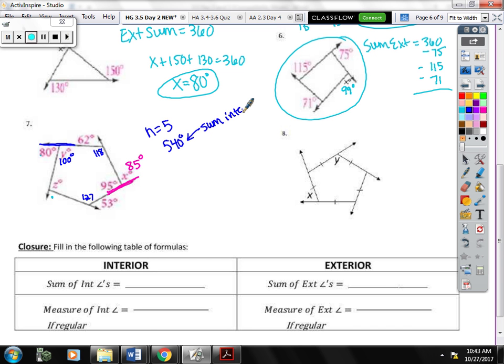Again, if you don't have that memorized, I would memorize it. Otherwise, you have to do n minus 2 times 180 every time for that problem. But you're going to see pentagons a lot, so it's just easiest to memorize it. So if we know that all of these have to add up to 540, I'm just going to subtract 4 of the 5 angles to see what I'm left with. And we should get 100.